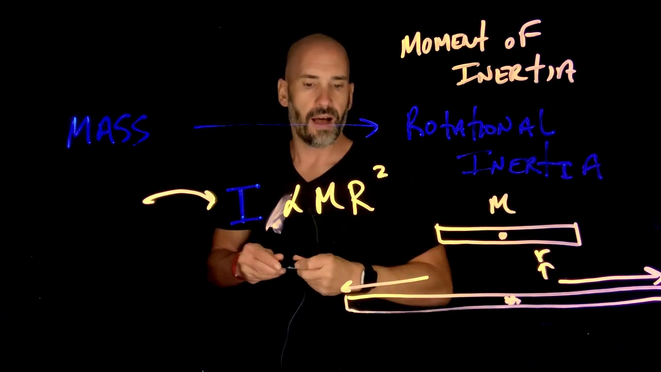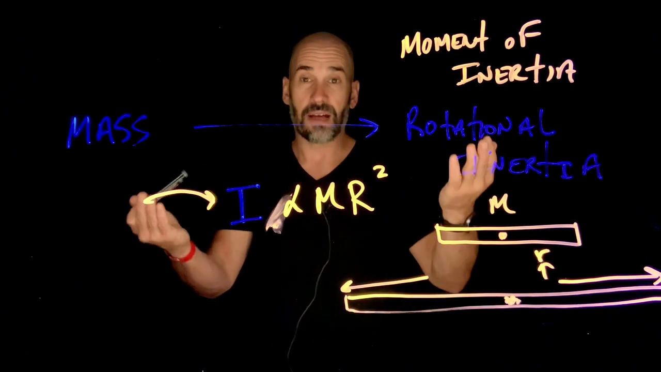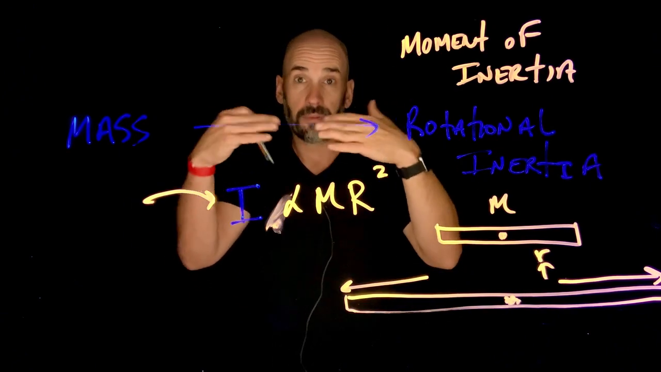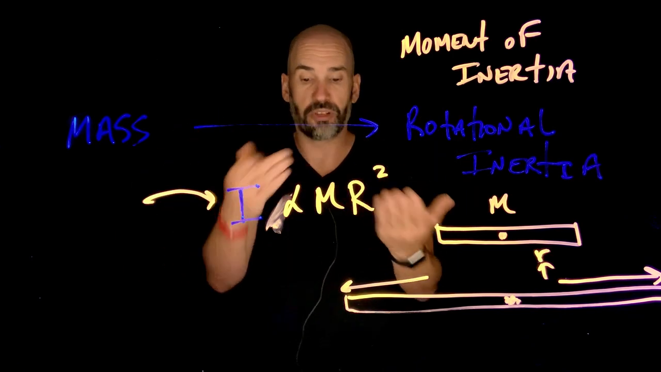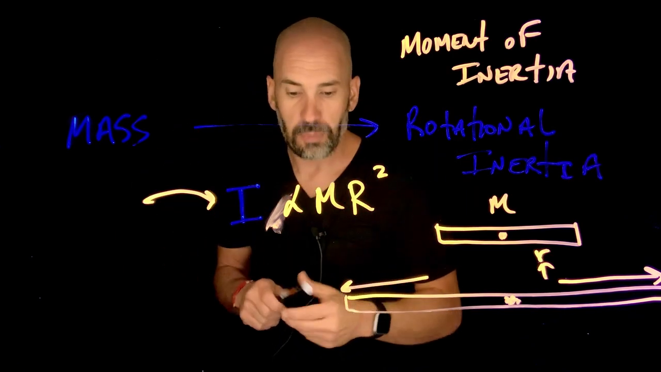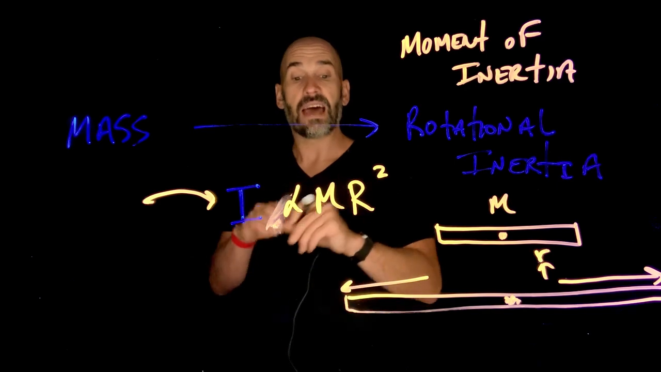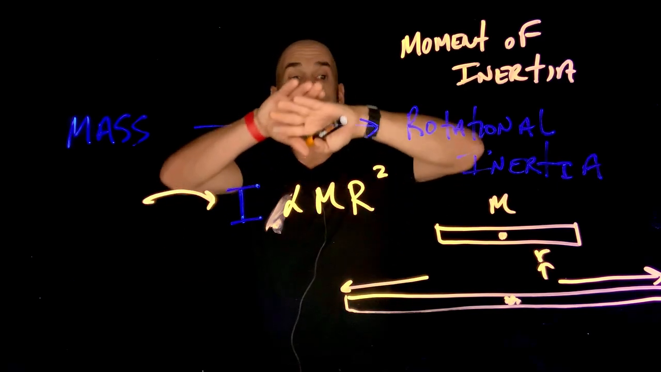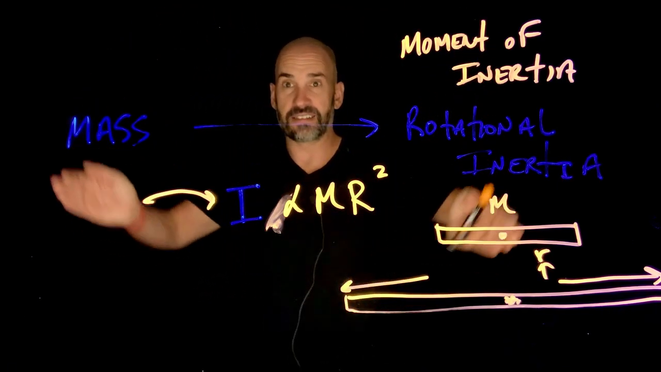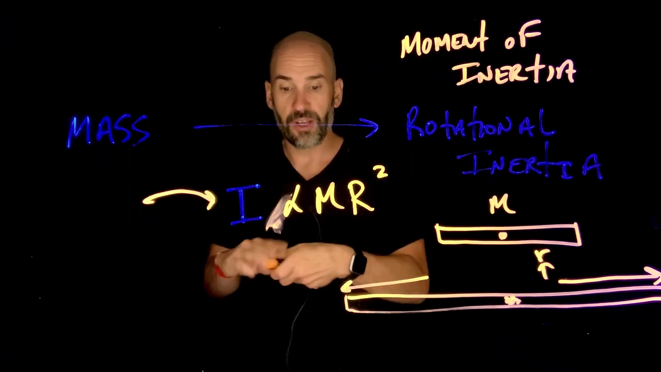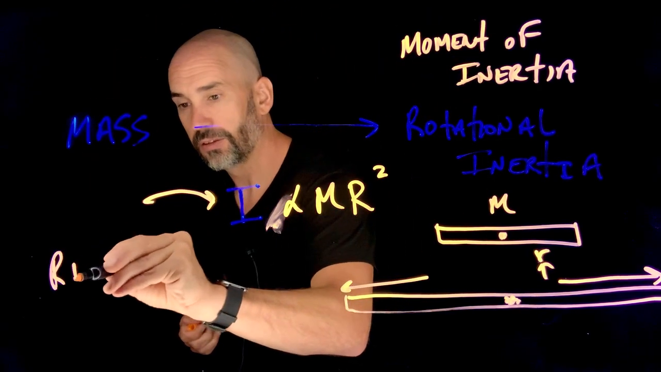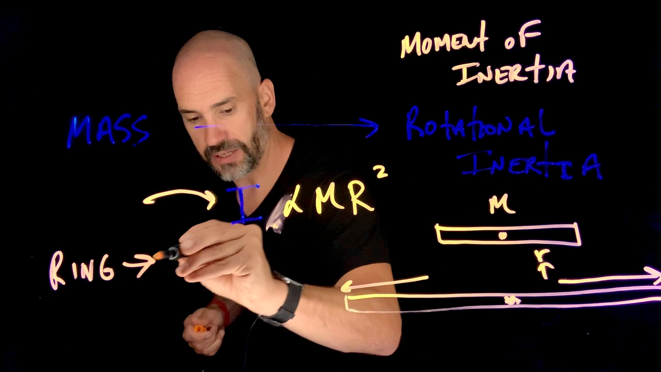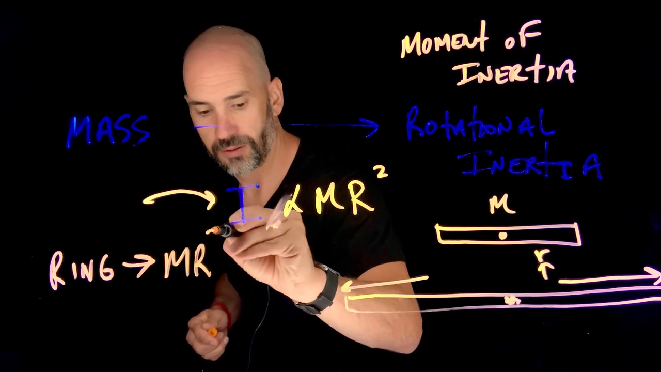Okay? And really it comes down to the mass, or the inertia, of the rotational world. So, for example, a ring that has all of its mass concentrated at a distance r away from the axis of rotation. For a ring, the moment of inertia is going to be just mr squared, right?